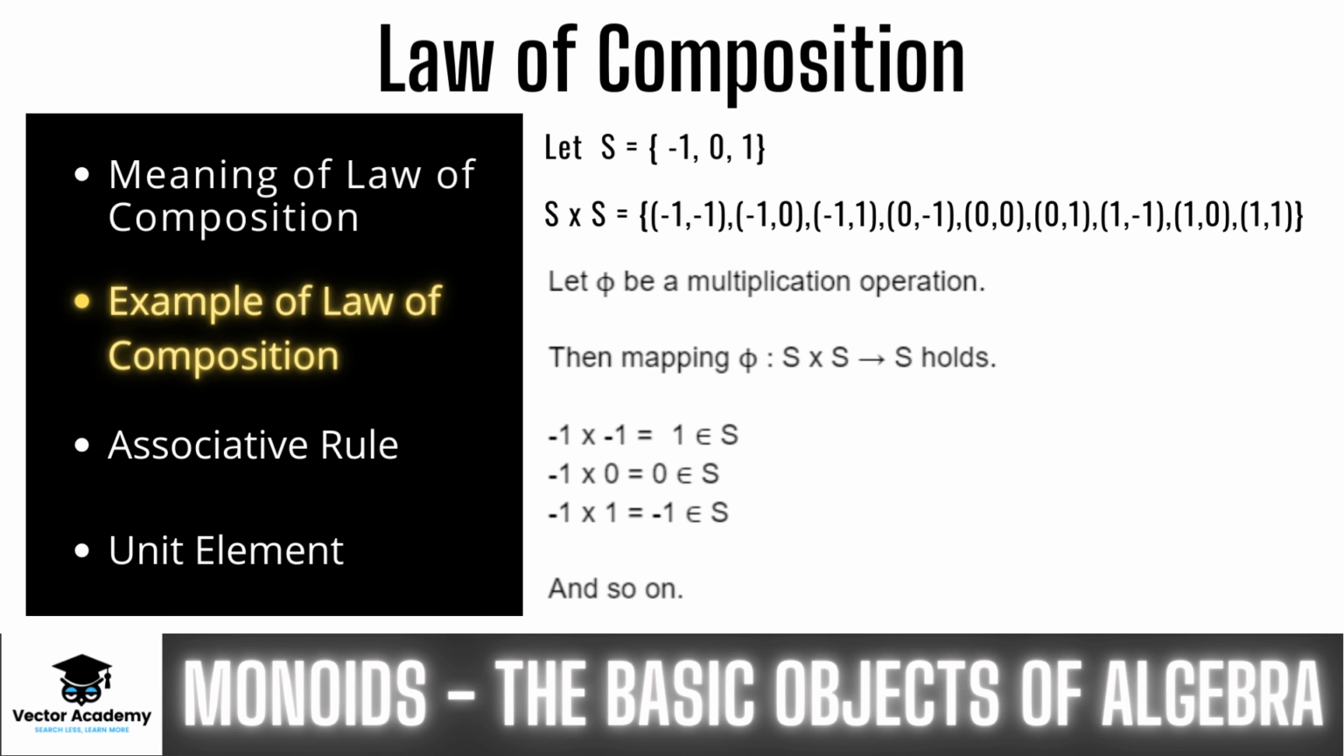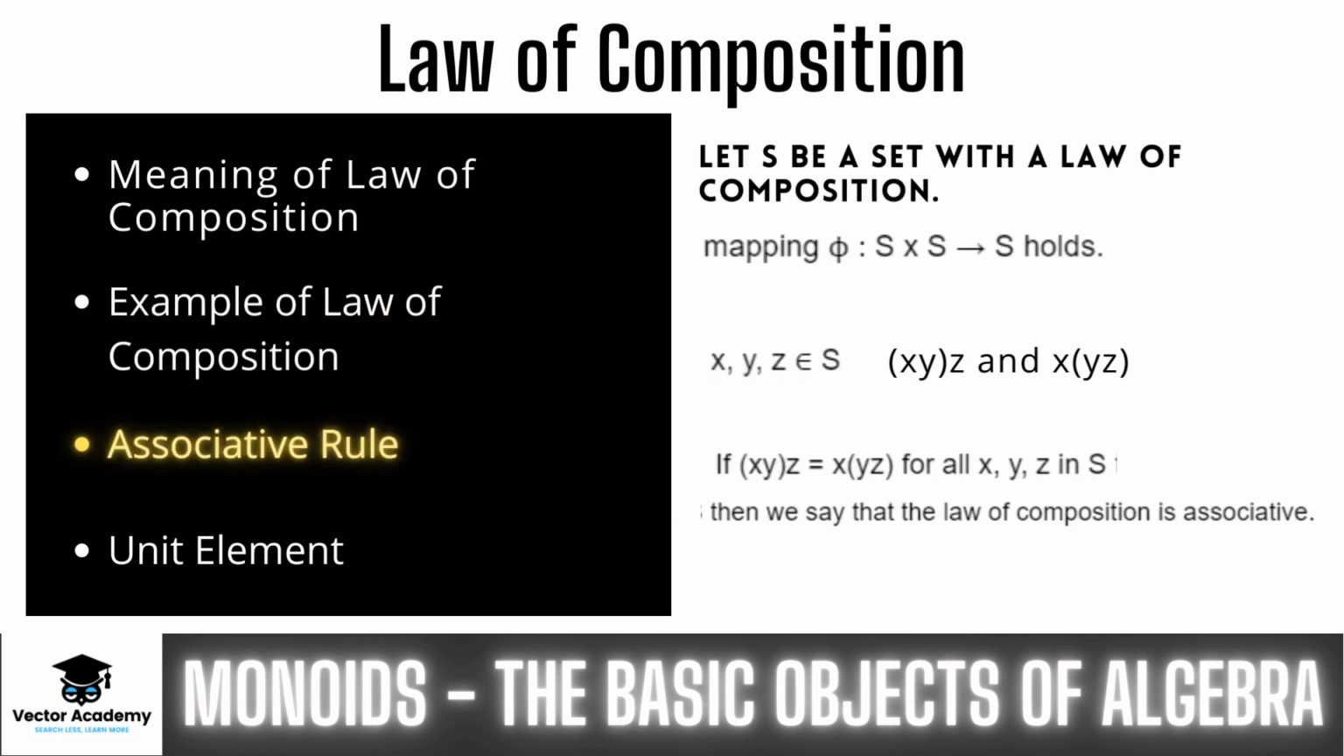And so on. Associative rule. Let S be a set with a law of composition, that is, the mapping S cross S to S holds. If x, y, z are elements of S, then we may form their product in two ways: (xy)z and x(yz). If (xy)z equals x(yz) for all x, y, z in S, then we say that the law of composition is associative.